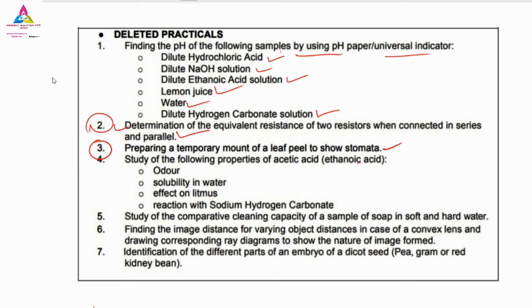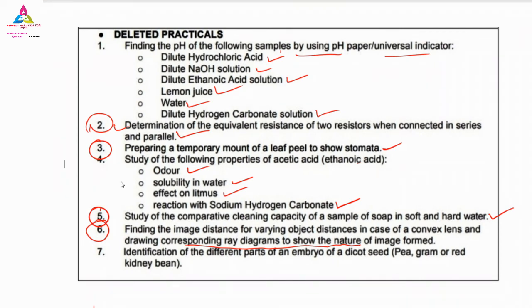And the next one, study of the following properties of acetic acid, ethanoic acid in that order: solubility in water, effect on litmus and reaction with sodium hydrogen carbonate, that they have removed. The fifth practical which they have removed is study of the comparative cleaning capacity of a sample of soap in soft and hard water. And the sixth one, finding the image distance for varying object distances in case of a convex lens and drawing corresponding ray diagrams to show the nature of the image formed, that is also removed.